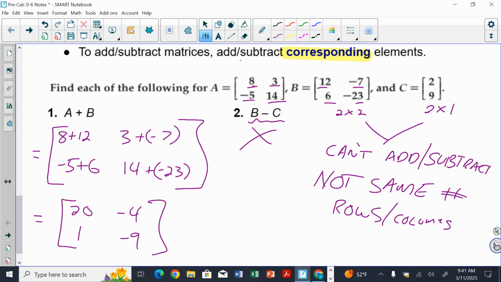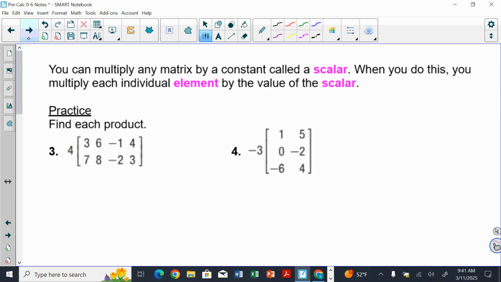Okay, so let's go on to the back now, or the next page. So multiplication, we can multiply any matrix by a constant, and we call that constant a scalar. So we're going to basically do scalar multiplication. And we do this by multiplying each individual element by the value of the scalar. So you just take that scalar, it's on the outside here, and multiply it by every number inside. Very simple here.